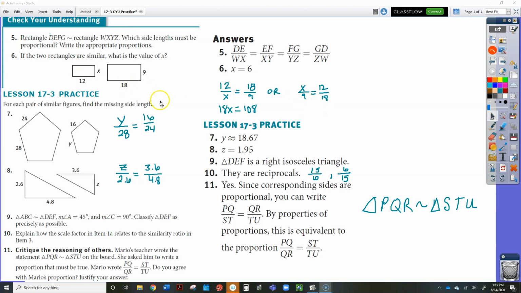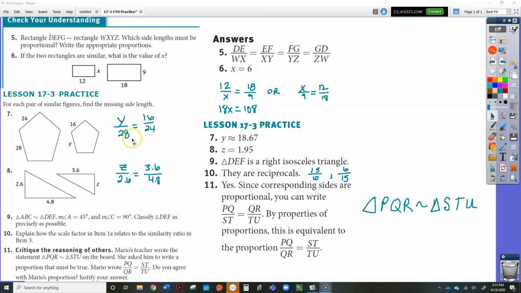Then you could have also done corresponding parts. So X corresponds to 9. And I put X on top, 9 on bottom, so 12 has to go on top, and it corresponds with 18, so it goes on bottom. Either way, when you cross multiply, you get 18X equals 12 times 9, which is 108. Divide both sides by 18, and you get 6.